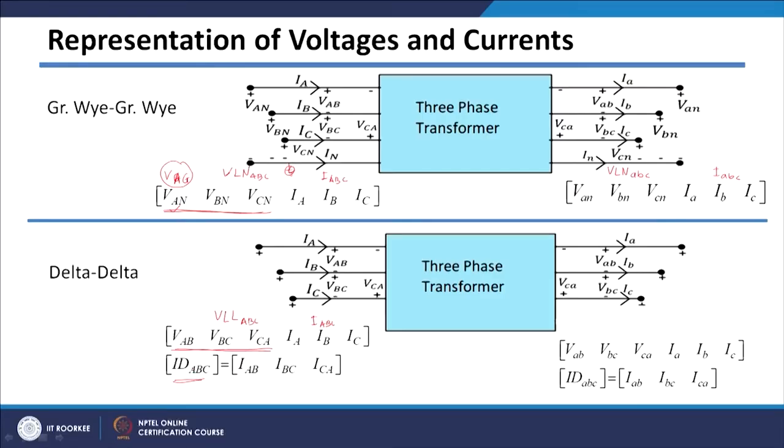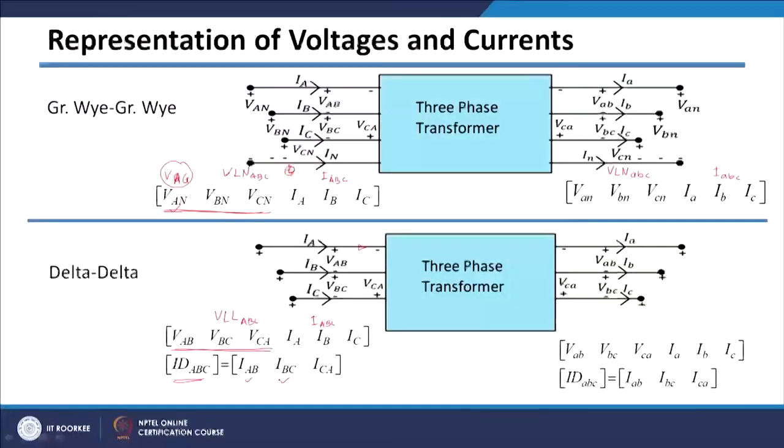These are the delta currents. After the line currents go inside, there will be a delta winding and these line currents will get distributed. So, the line currents and delta currents will be different. Collectively, these three currents we can call IDABC. Similarly, on the secondary side, these are the line to line voltages, so this will be VLL small abc, and these are line currents, so it will be I small abc, and these three delta currents are basically IDabc.